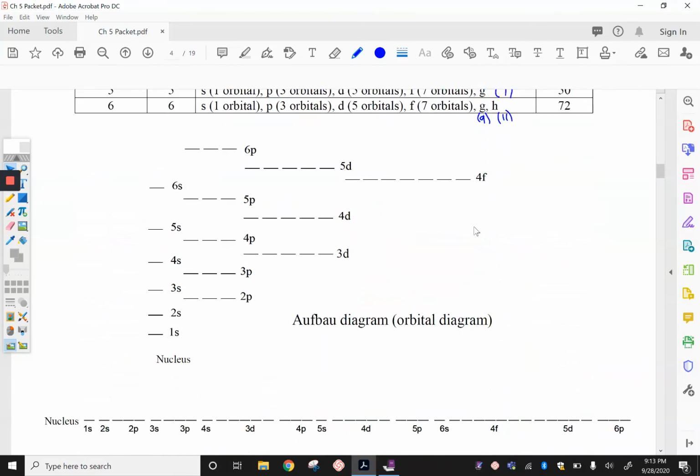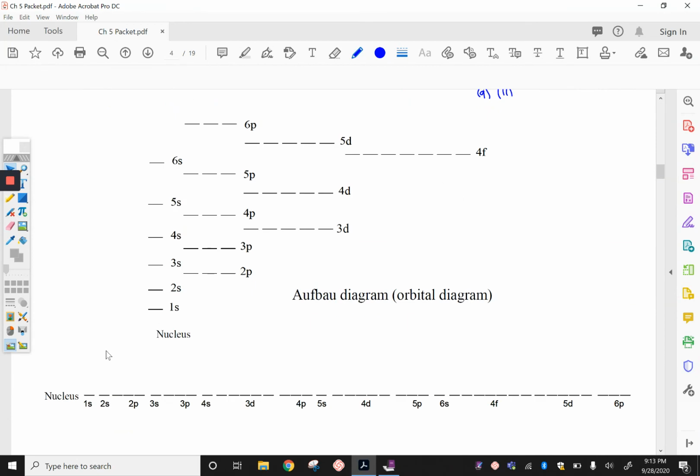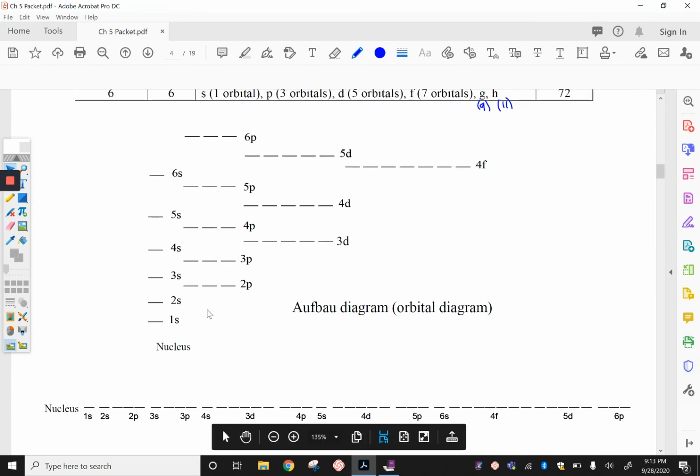Okay, so last thing we're going to talk about here is something called the Aufbau diagram, or the orbital diagram. This diagram shows us the orbitals. So it shows us the energy levels, the sublevels, and the orbitals.